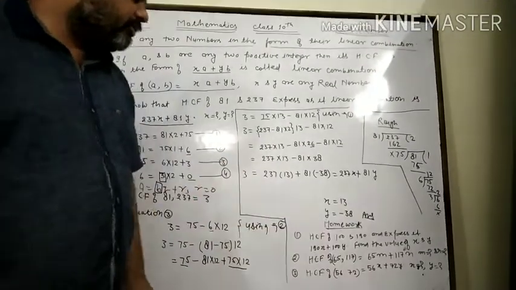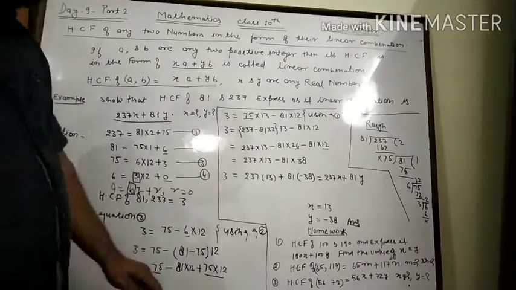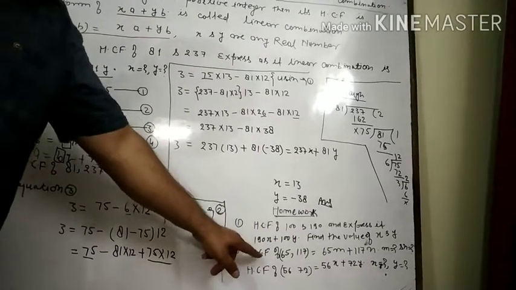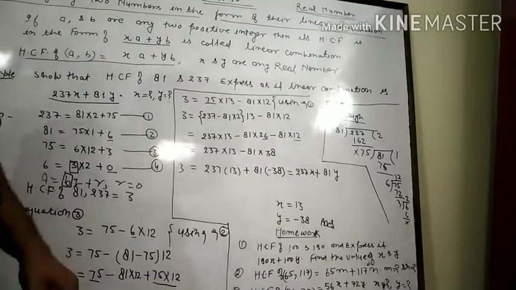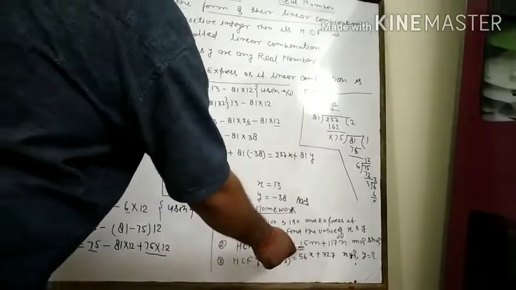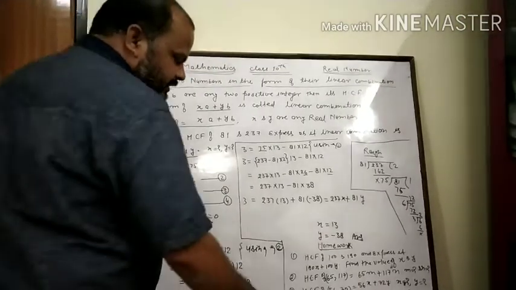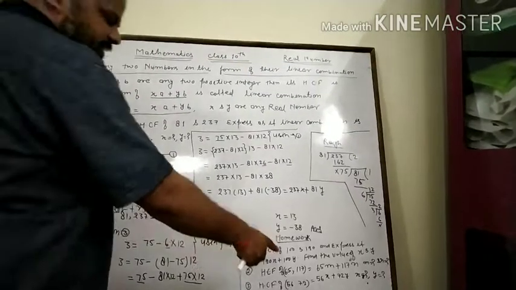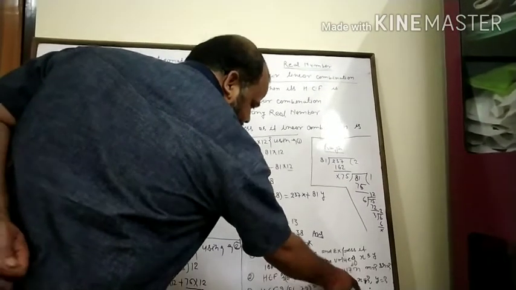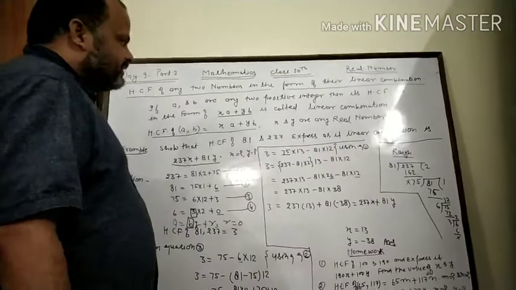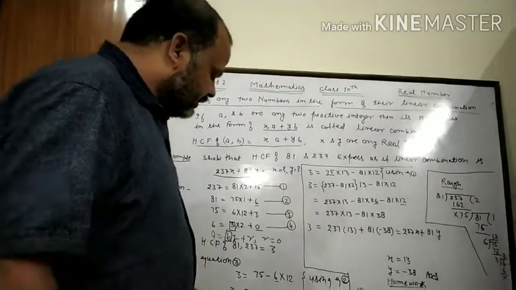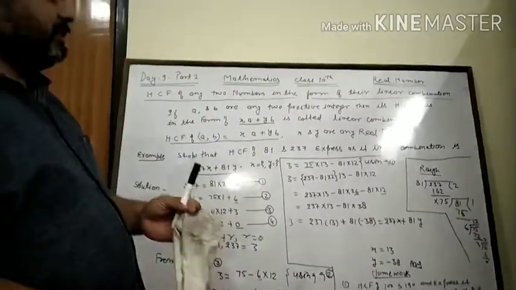HCF of 100 and 190, and express it as 190x plus 100y. Find the value of x and y. In the same way, HCF of 65 and 117 is equal to 65m plus 117n. Then find the value of m and n. In the same way, one more question: HCF of 56 and 72 is expressed as 56x plus 72y. Then find the value of x and y. By this way, we complete the first chapter, real numbers.